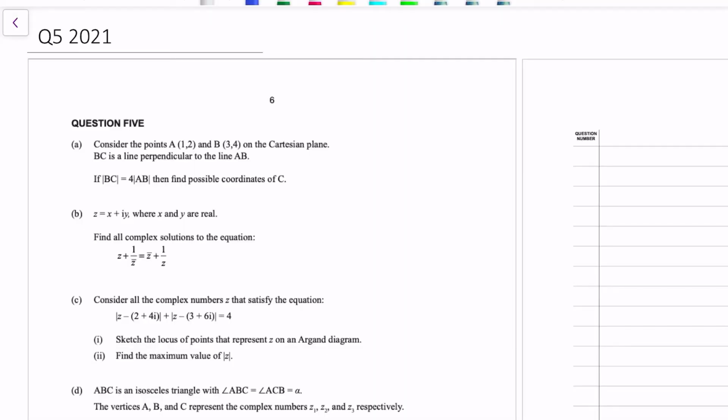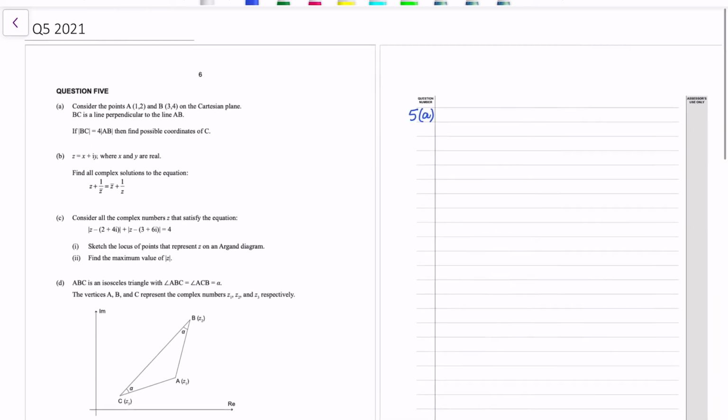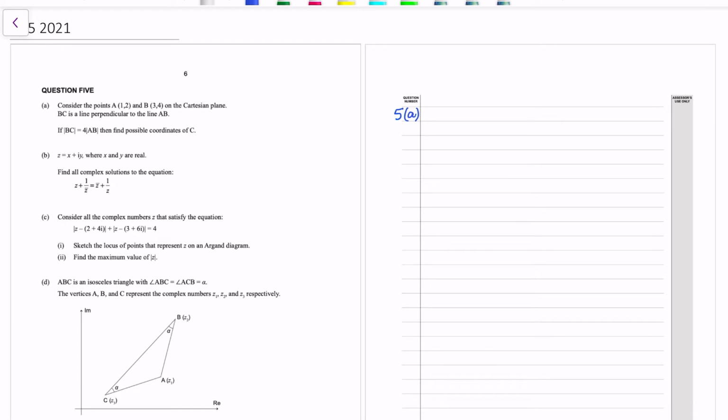Okay, 5a. Consider the points (1, 2) and (3, 4). BC is a line perpendicular to the line AB. So we'll start off with that. Let's get the picture roughly to scale. Okay, we'll go 1, 2, about there. And 3, 4, about there. That's point A, that's point B.